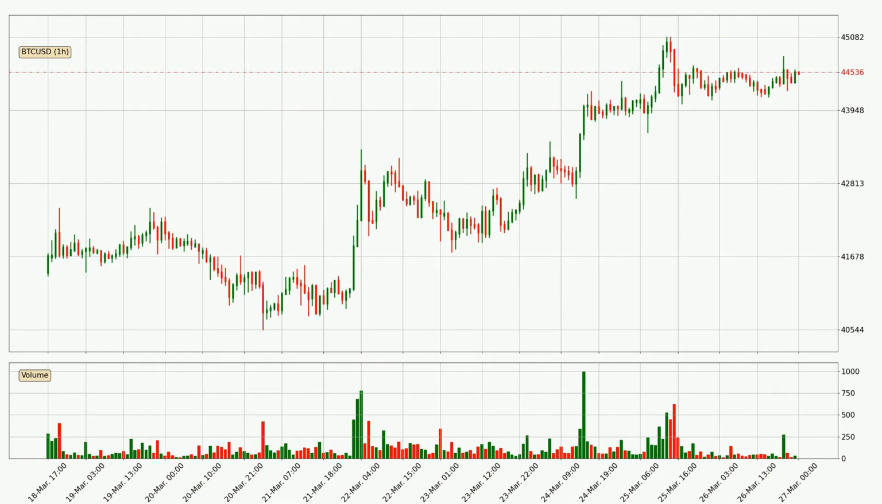Looking at the Bitcoin hourly time frame, the price moved only slightly to the upside with around 0.8% in the last 24 hours, with a current price of $44,536.